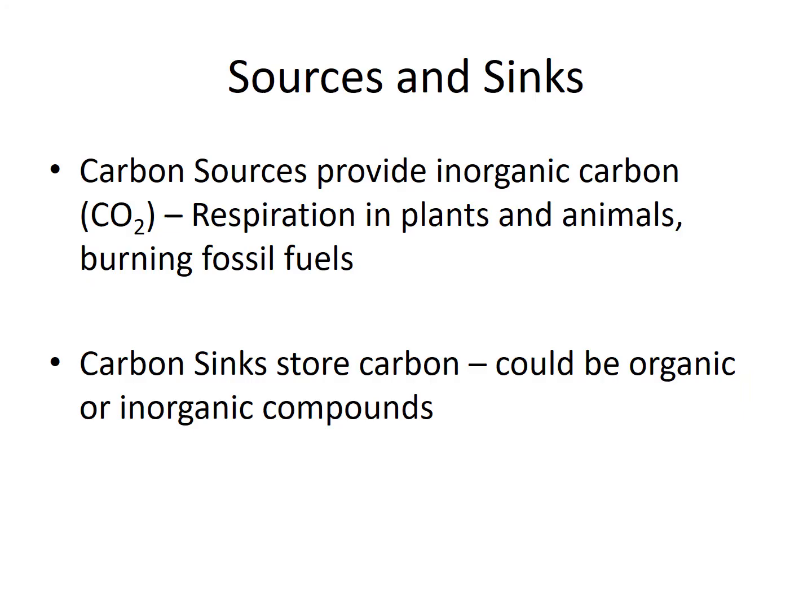So some of these places on your carbon cycle diagram are known as sources and sinks. Carbon sources provide inorganic carbon, so CO2, carbon that's not being used by an animal. So respiration in plants, we're actually releasing CO2 back into the atmosphere, and it's got carbon in it. Okay, and animals also do respiration. Burning fossil fuels will release CO2 as well. Whereas carbon sinks store carbon.